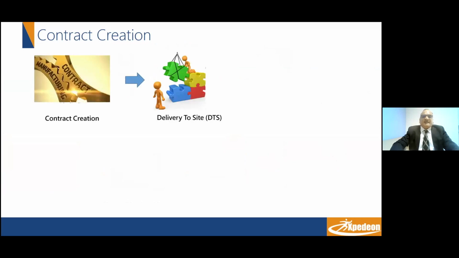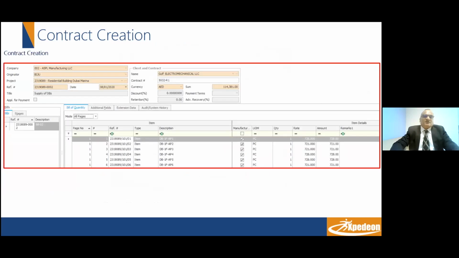Contract creation. Using Expedient contract module, the complete details of the contract are logged in the system. This we have shown with sample screenshots. A contract may consist of items that are to be supplied and items that are to be manufactured and installed. Therefore, when the contract is prepared in the contract module, it is appropriately tagged for the manufacturing items, thus ensuring that it is automatically routed to the manufacturing cycle.